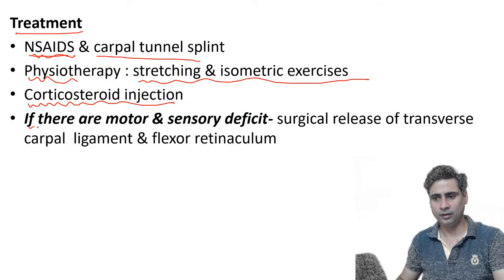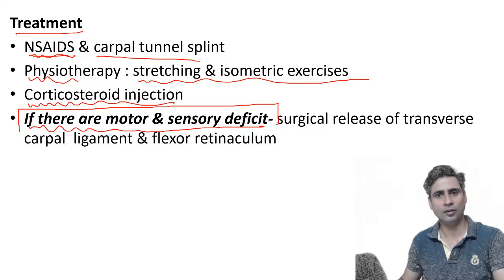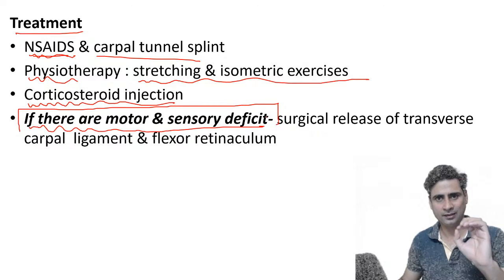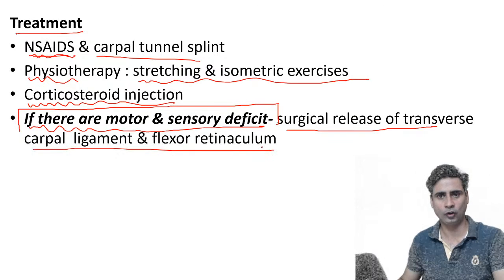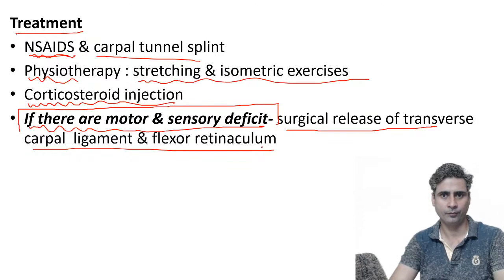Finally, if there is neurodeficit, that is muscles are paralyzed or there is anesthesia in the distribution of the median nerve, that is sensory loss is there, in that case surgery is indicated. We release the transverse carpal ligament and flexor retinaculum to relieve the pressure over the median nerve. So this was about carpal tunnel syndrome.